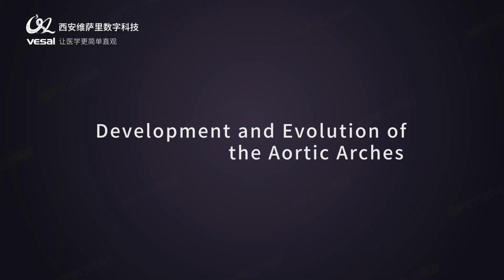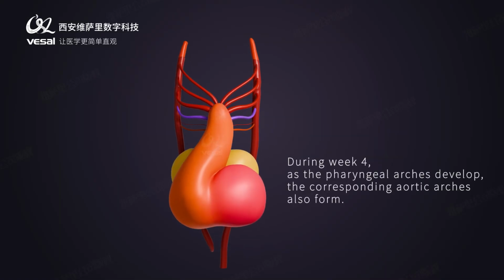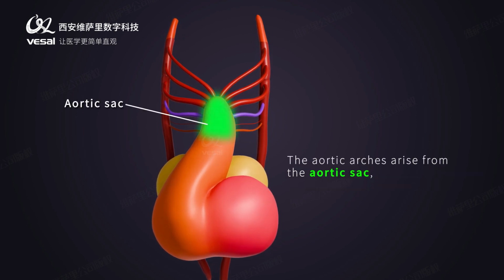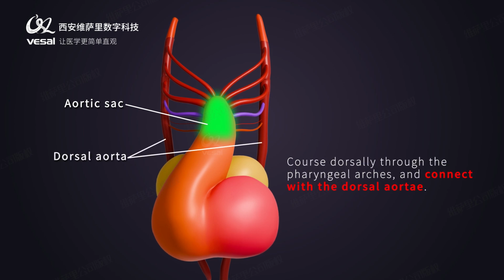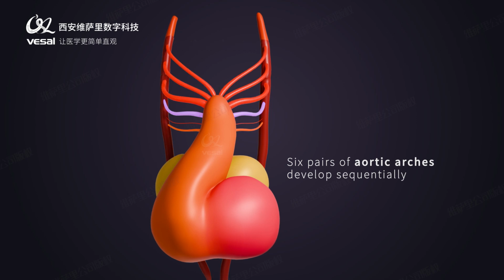Development and evolution of the aortic arches. During week 4, as the pharyngeal arches develop, the corresponding aortic arches also form. The aortic arches arise from the aortic sac, course dorsally through the pharyngeal arches, and connect with the dorsal aortae. 6 pairs of aortic arches develop sequentially.